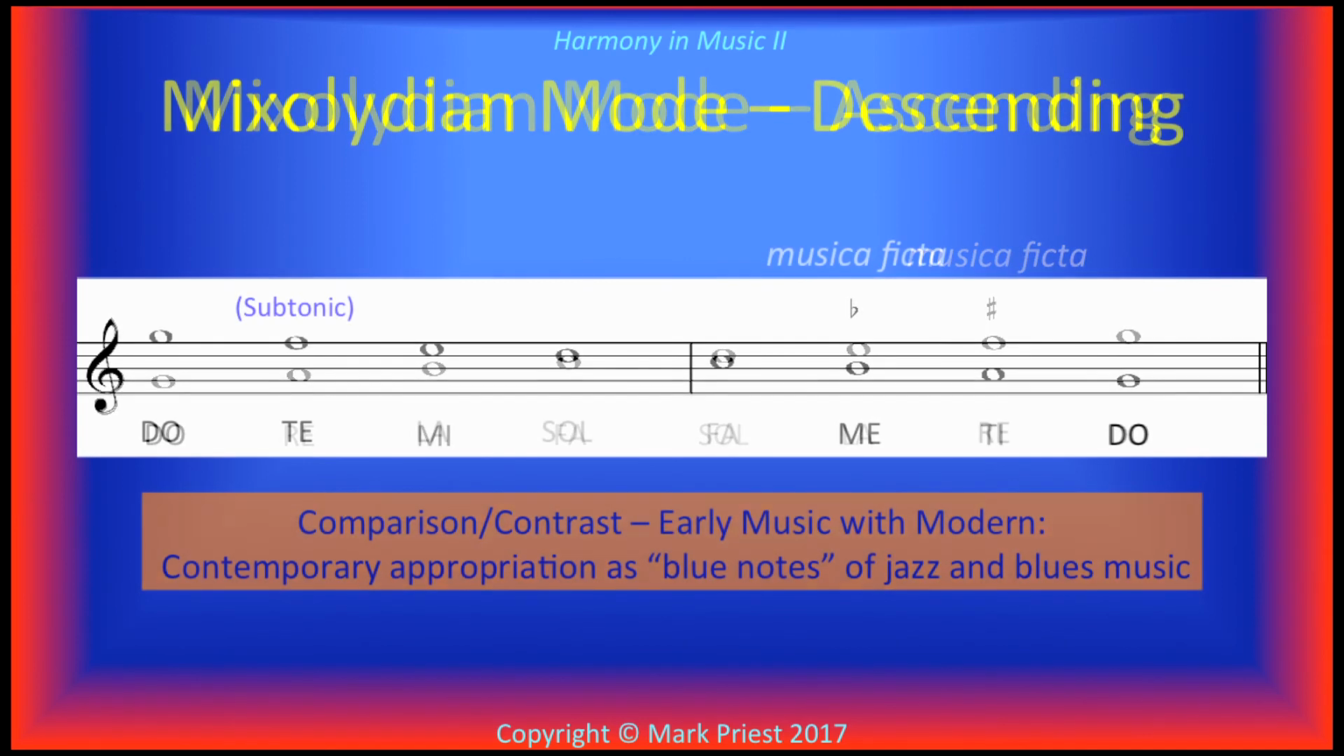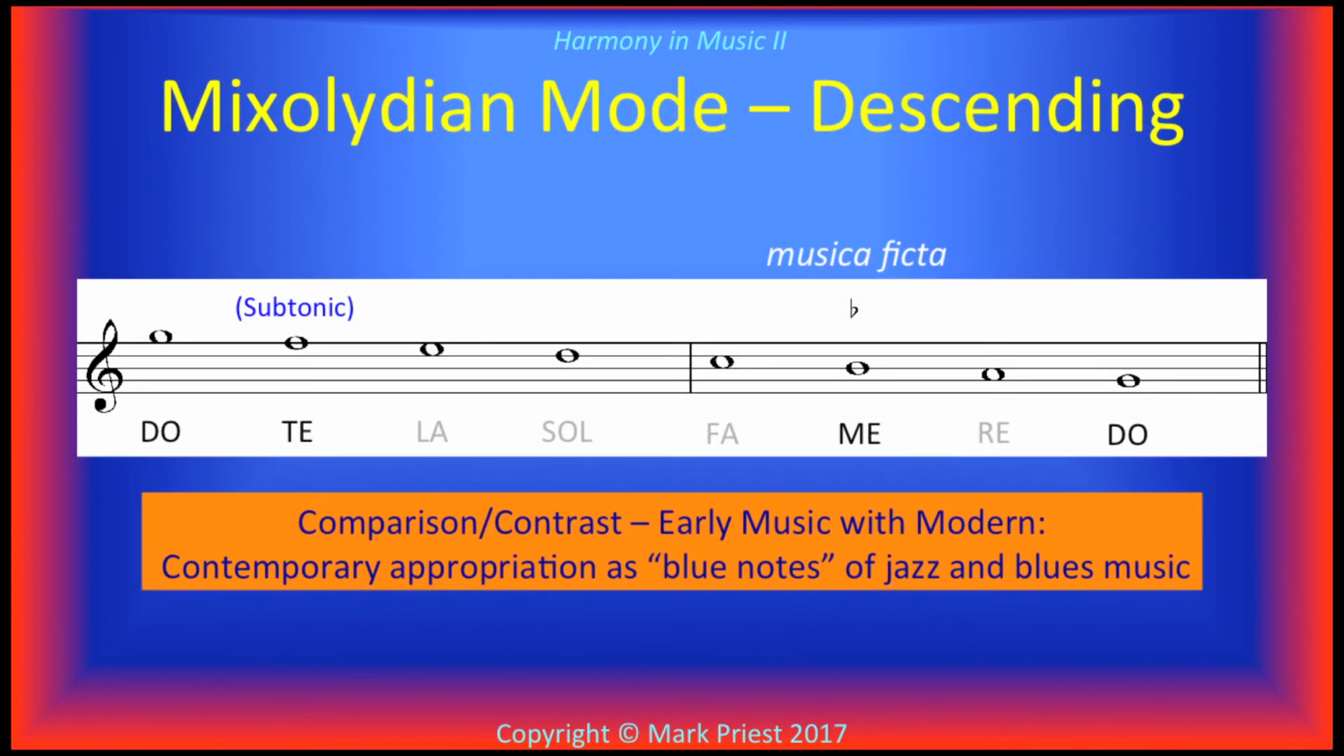When descending, the seventh degree returns to the subtonic status of the degree, and third degree B is occasionally lowered a chromatic semitone as well to B flat. The final G is Do, F is Te, and B flat is Me. Do, Te, La, Sol, Fa, Me, Re, Do.